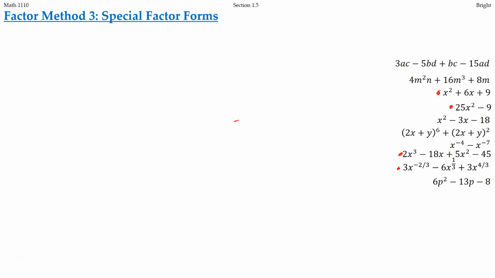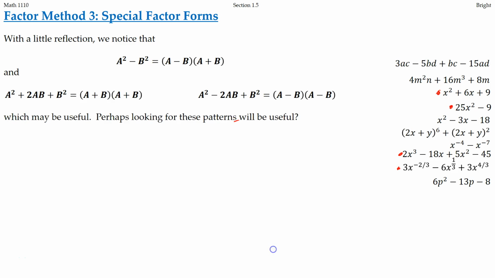And to continue our discussion of factoring methods, we're going to look at special forms. This one is more, I don't like to say memorization, but it takes a little bit more work with pattern analysis to see these. But if you have this first one, a squared minus b squared, that general factor says a minus b, a plus b, so different signs.